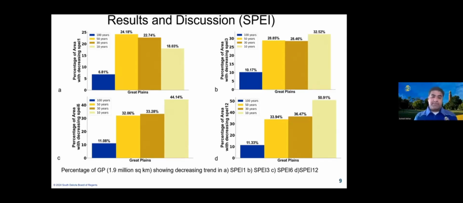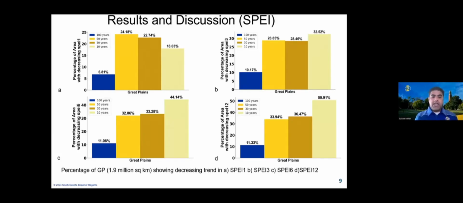In chart B for SPEI 3, we saw something similar. The 100-year period shows a decrease in 10.17% of the area, rising to 32.52% in the recent decade, indicating significant drying in recent decades. Chart C, SPEI 6, continues this pattern with a substantial increase in the area affected by a downward trend from 11.08% over 100 years to 44.14% in the last 10 years.